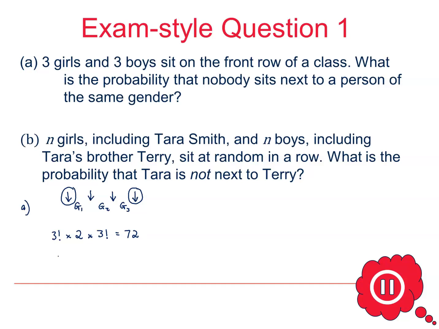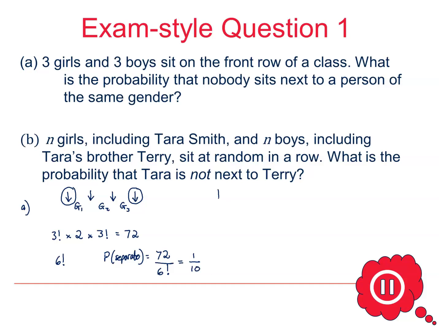There are, of course, a total of 6 factorial ways of arranging them altogether. So the probability that the girls and boys are all separate is 72 over 6 factorial, which simplifies down to 1/10.